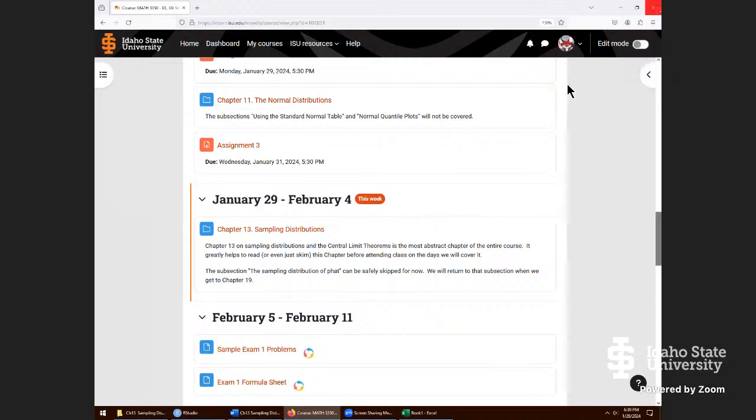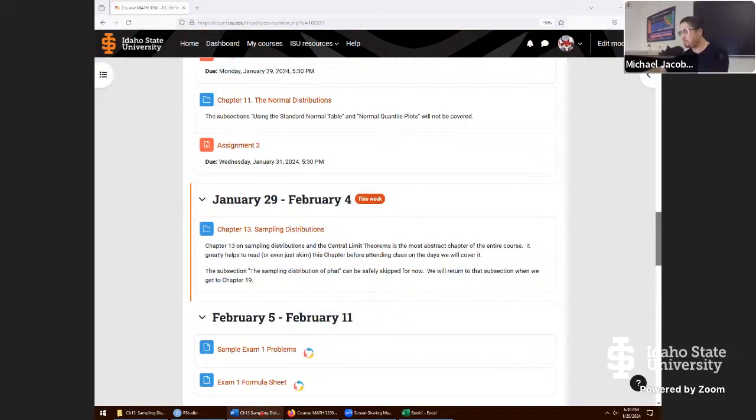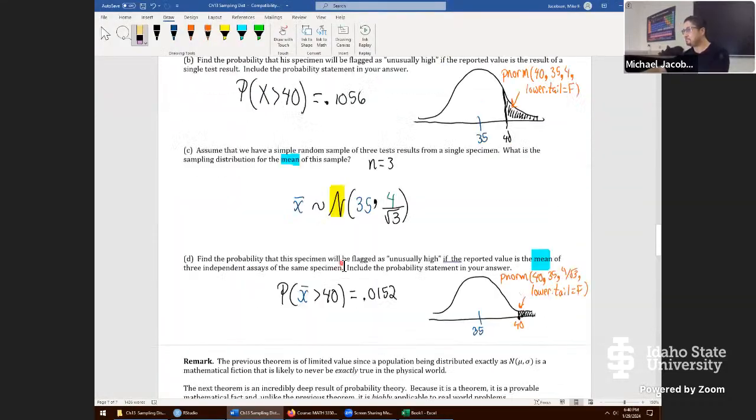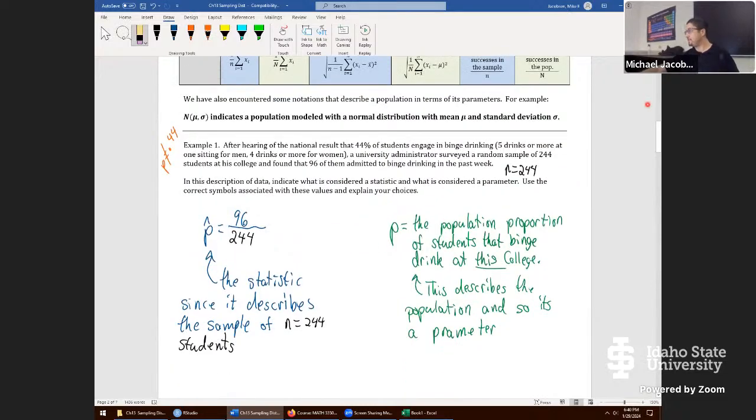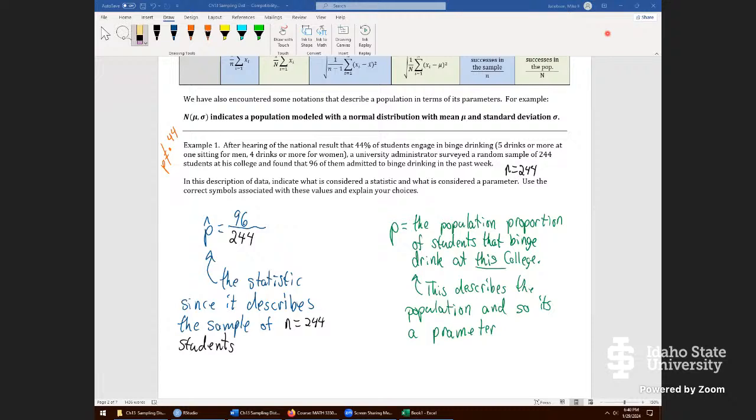I have a quick question. Go ahead. It's over the binge drinking question. Oh, yeah, let me pull that one up. So this one right here. Yes. Gotcha. Why is the parameter not the population proportion of all, like, nationwide students, not just students at this college, I guess.